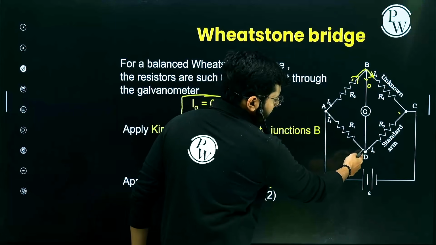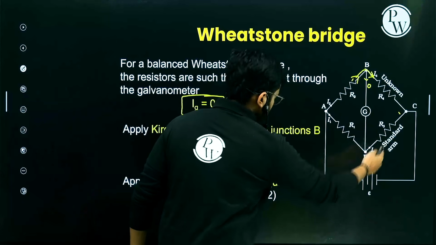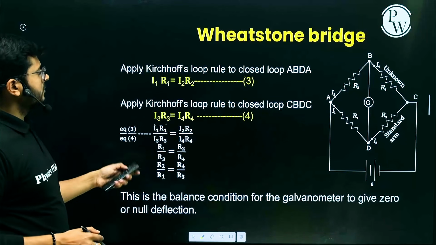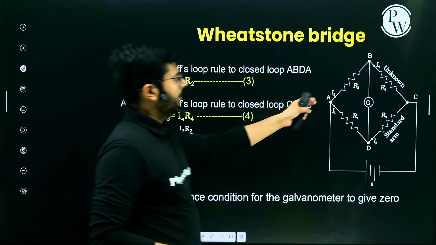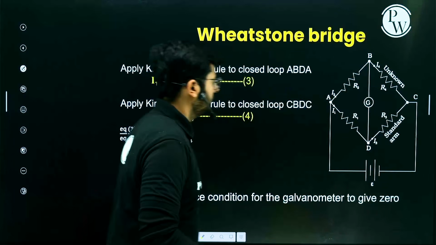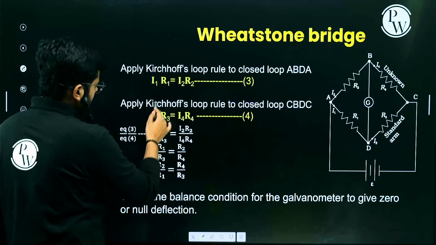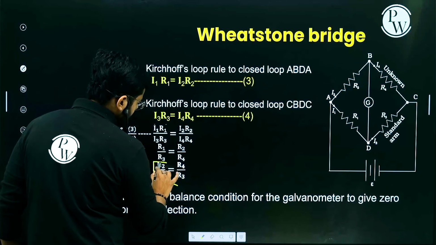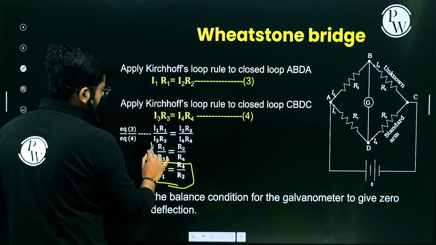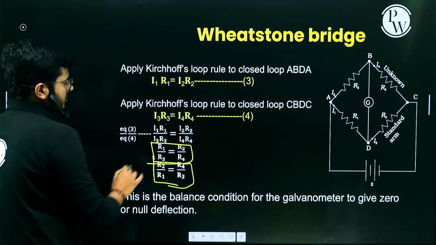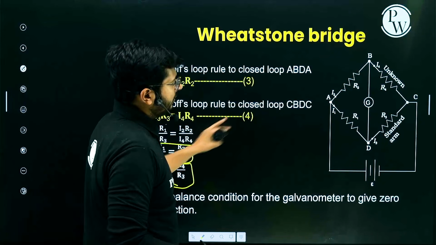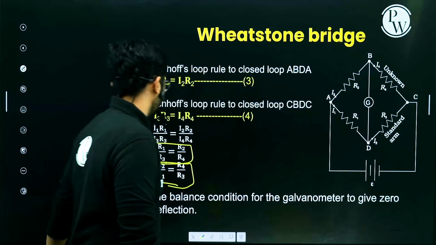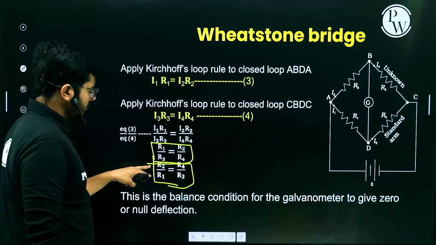Similarly, I1, none of that goes the other way. I1 and I3 have to be the same in the case of a balanced Wheatstone bridge. So if you simply apply Kirchhoff's law in the available loops, you will find that these equations hold true, and by simple analysis you will see that the ratio of resistances of adjacent arms is the same. R1 is to R3, and R2 is to R4, they are going to be the same. Or you can write down the same thing in this way as well.